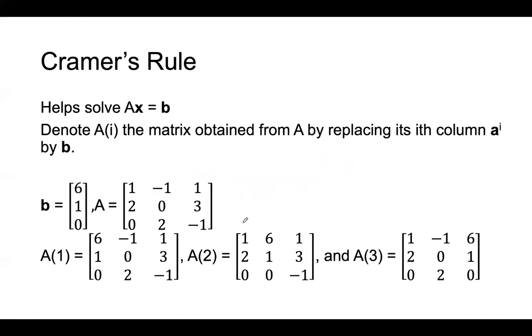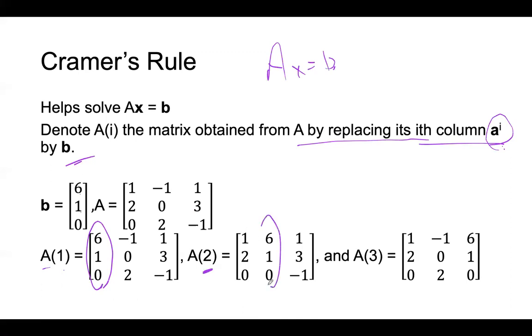Now, Cramer's rule, what is this? It helps solve problems of AX equals B. So denote Aij as the matrix obtained from A by replacing this specific column by B. It's easier to see an example. So let's say we have A and we have B. We take A and we replace the first column with B, and then for the second column, we replace it, and for the third column, we replace it.